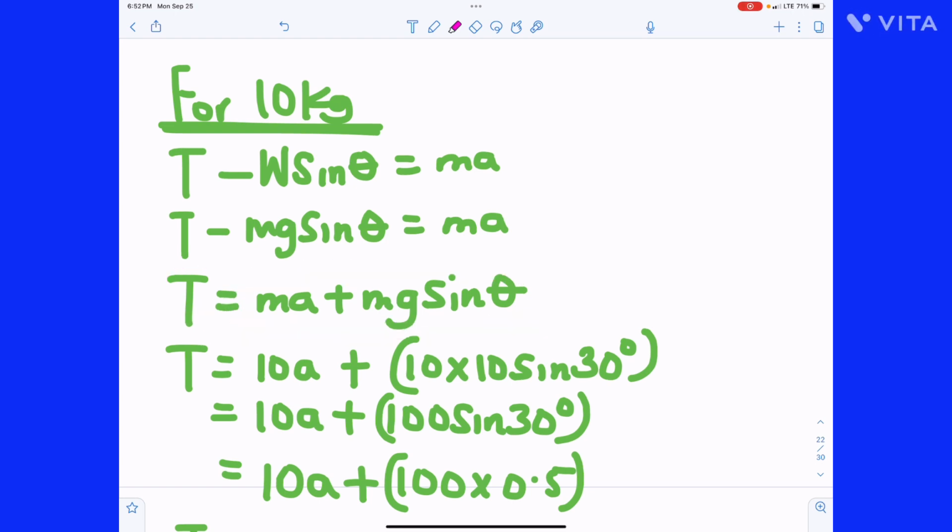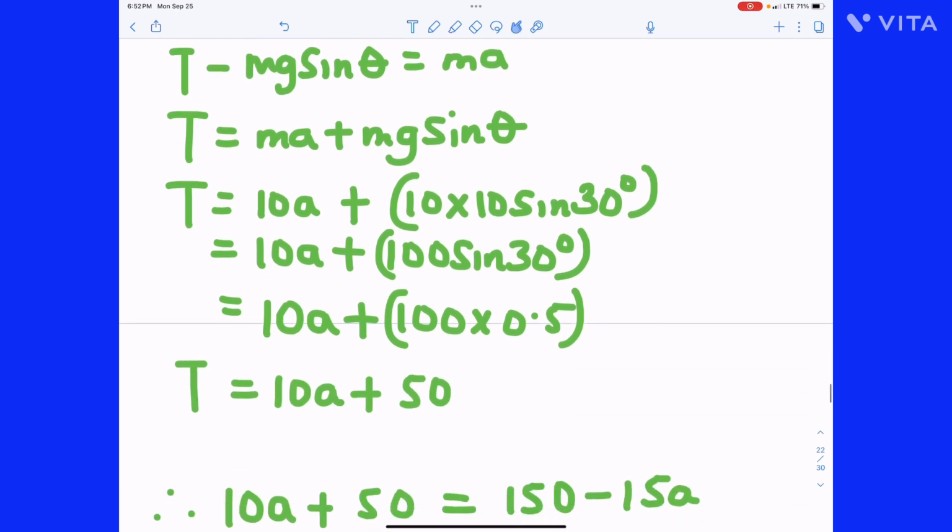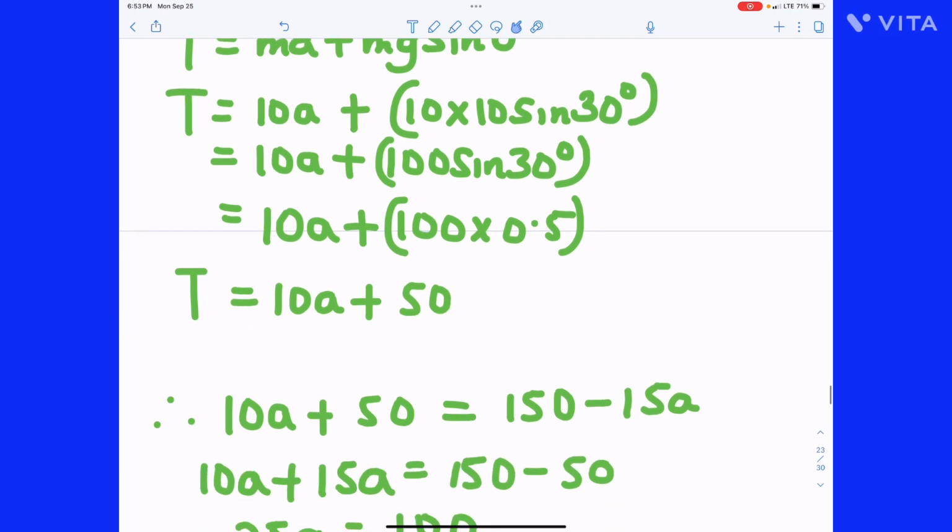So when I simplify, mg is 10 times 10. Ma is 10 times a. So 10a plus 100 sine theta will give me 10a plus 100 times 0.5. Theta is 30 degrees. That tells you that the tension is equal to 10a plus 50. Now look at this very well. We now have this as our equation 2.